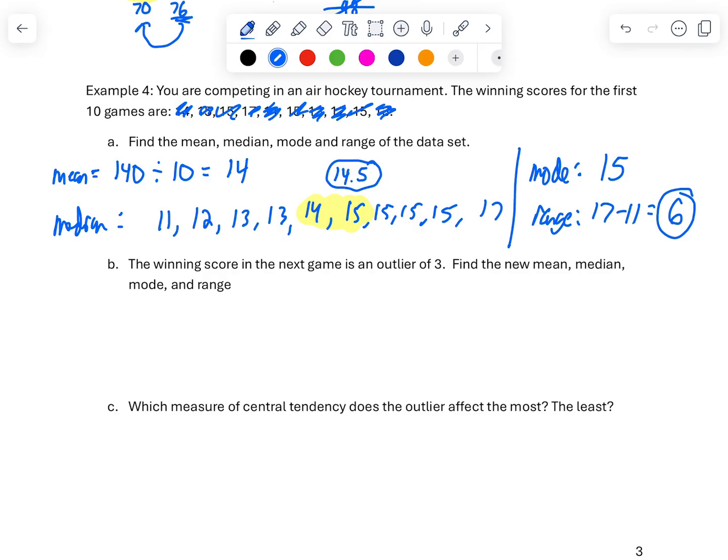Part B says the winning score in the next game is an outlier of 3. Find the new mean, median, mode, and range. So let's see how that outlier affects this. Since it's such a low outlier, right, it's below most of the data, I would assume that this brings down the mean and the median. So let's see what happens to the mean. So instead of 140 now total like we had in part A, I'm adding 3 to that. And now instead of dividing by 10, I'm dividing by 11 because I had another data point. And when I do that, I got 13.